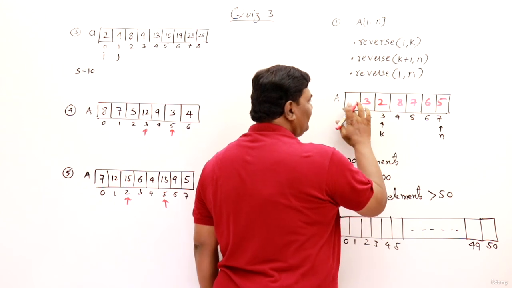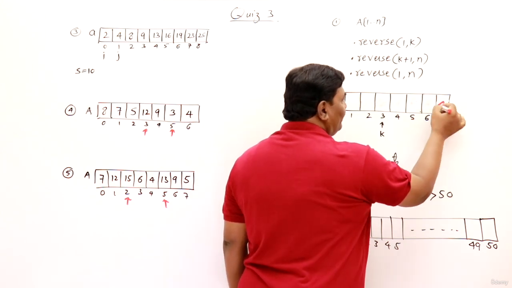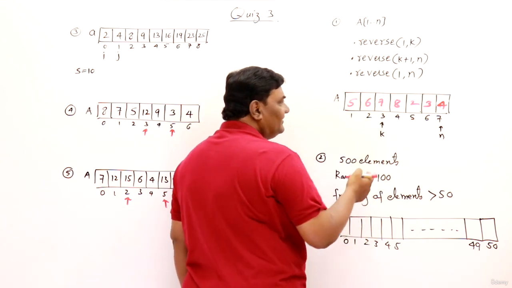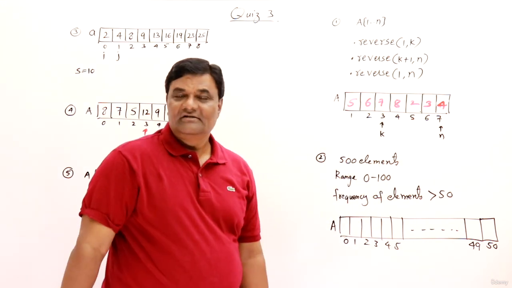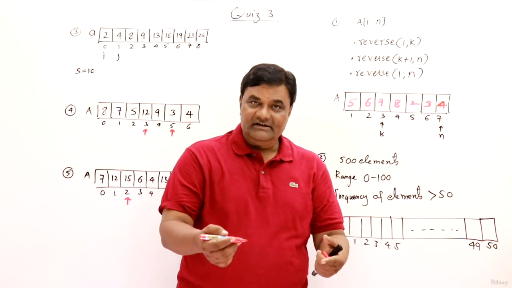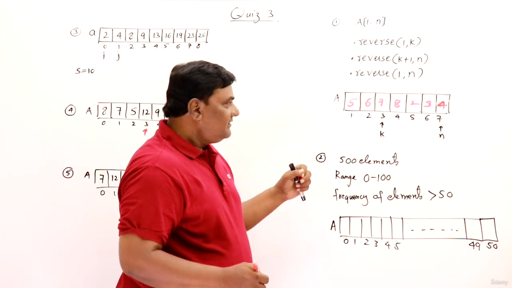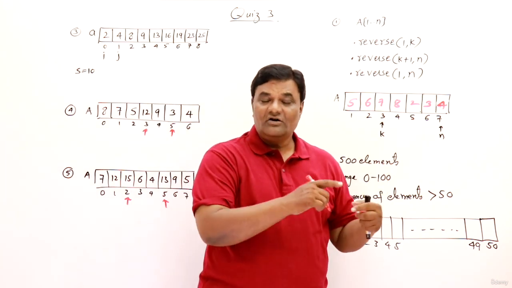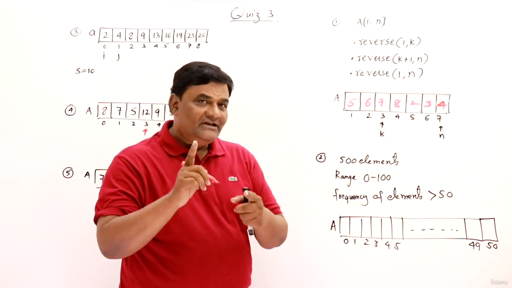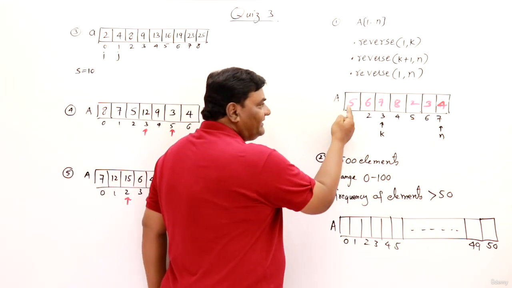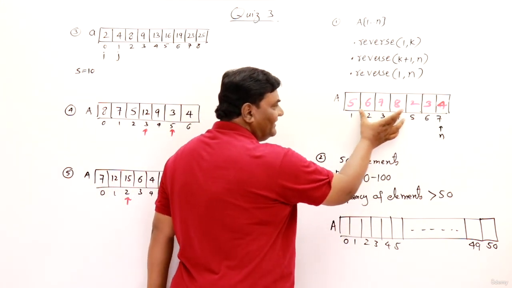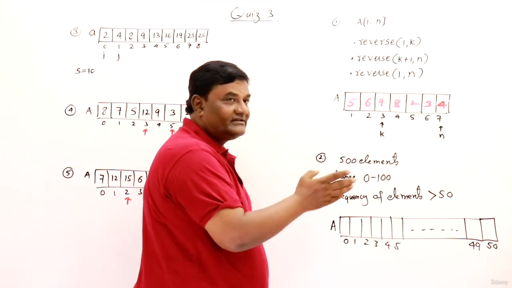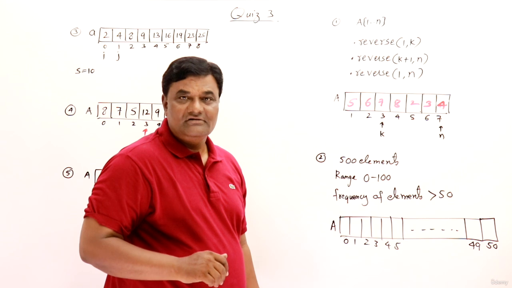Right? So I'll remove all this and write them: 4, 3, 2, 8, 7, 6, 5. This is the result. So what has happened to the array? If you observe, there is an operation called left rotate or right rotate. Left rotate means: take out 5, shift all the elements and insert 5 at the back. That is called left rotation.